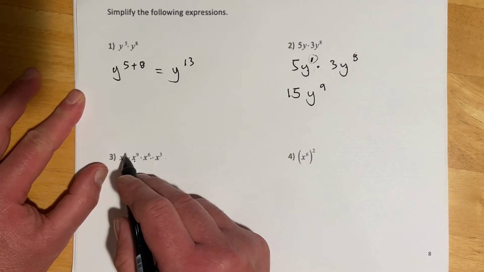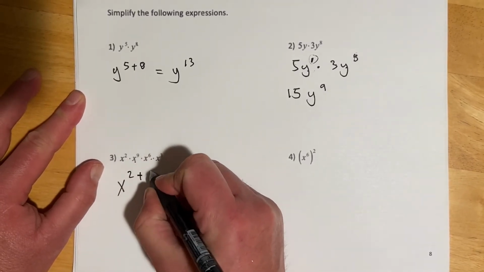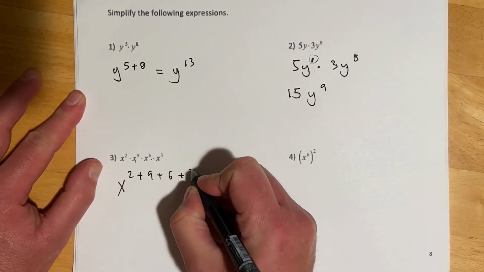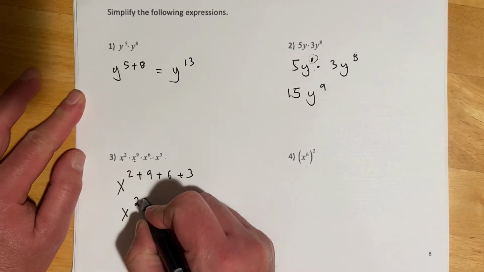The next one is x squared times x to the 9th times x to the 6th times x cubed. So I'm just going to go 2 plus 9 plus 6 plus 3, so that would be 11 plus 9, or x to the 20th.